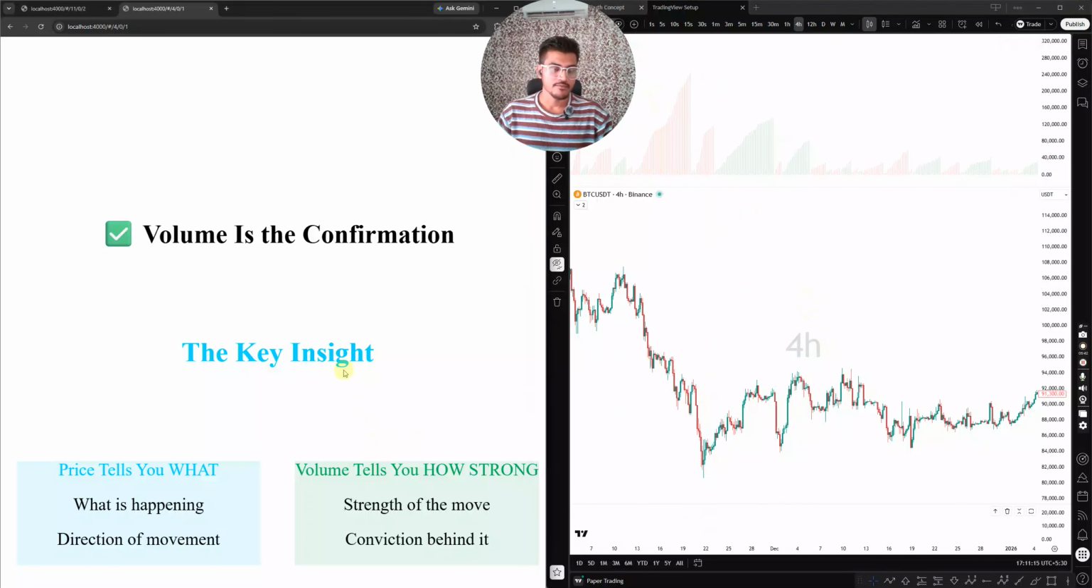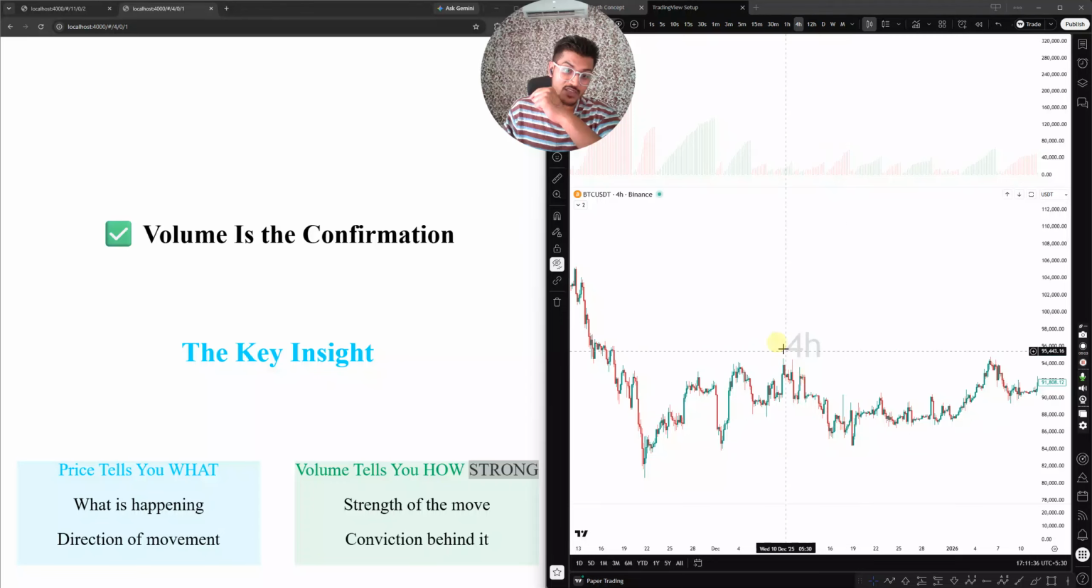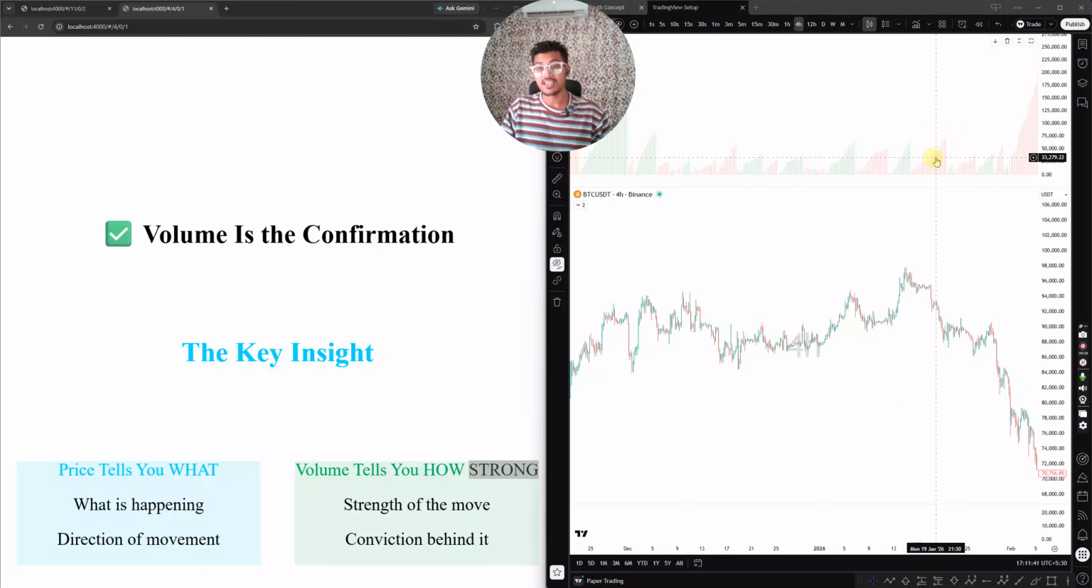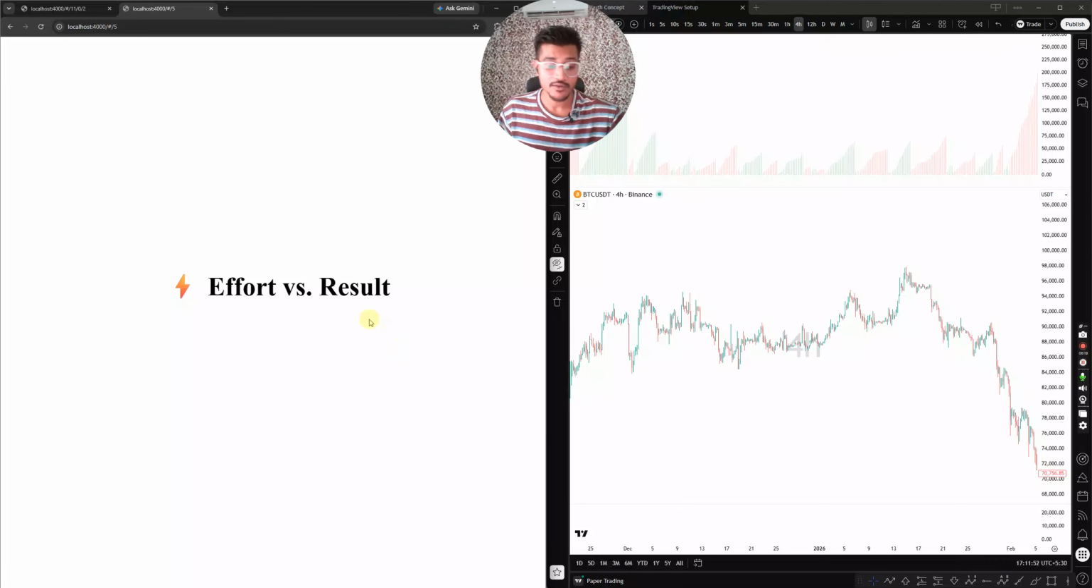So price tells you what is happening, that we can see it here. It's telling us what is happening, the direction of the movement. That's true. Volume tells us how strong that move was. It was strong indeed, but it wasn't stronger than this move. That's when the market goes back up, right? Just comes down. That's when you apply the conviction. Okay, after seeing this, I'm definitely going to short the market. All right, so yeah, let's move on.